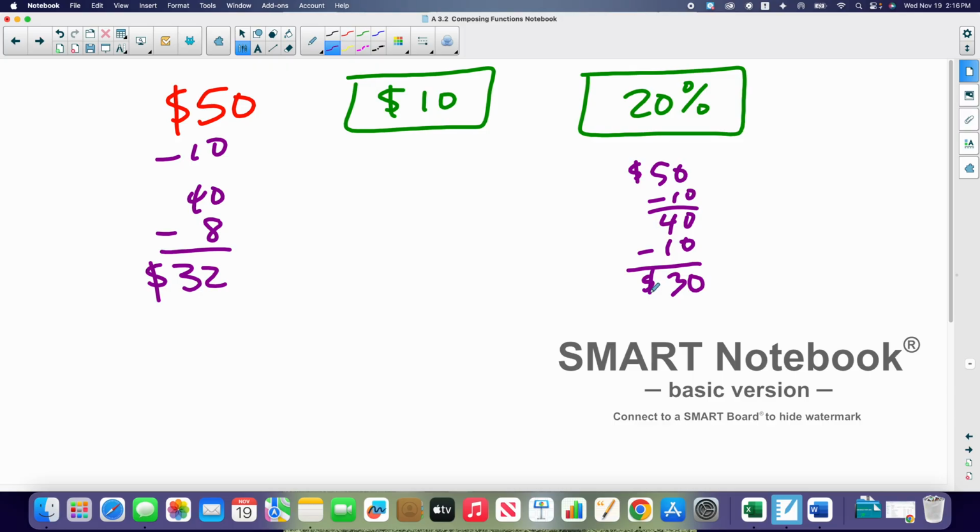Now, here's the thing, one last thing. If this is f of x, and this was g of x, then the correct way of doing this would be f of g of x.